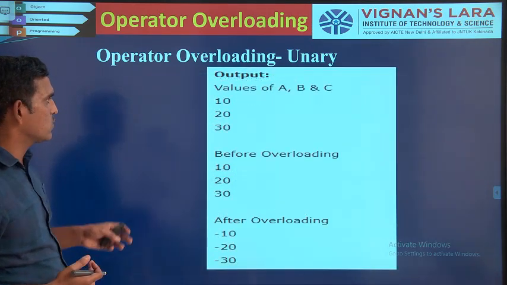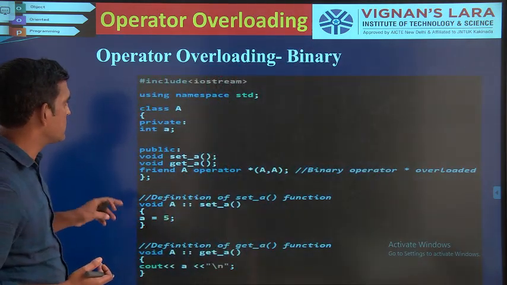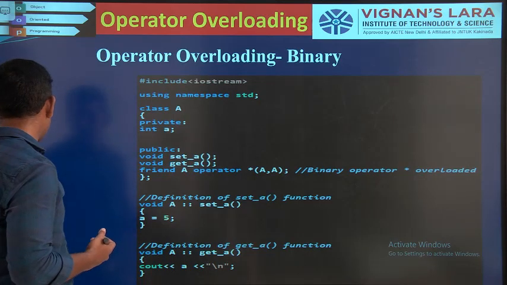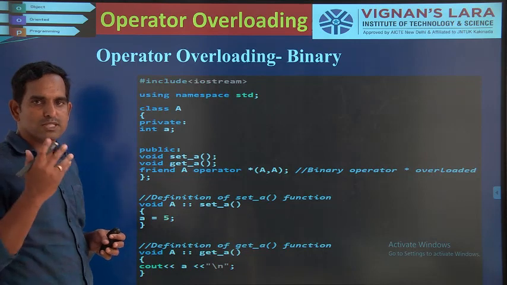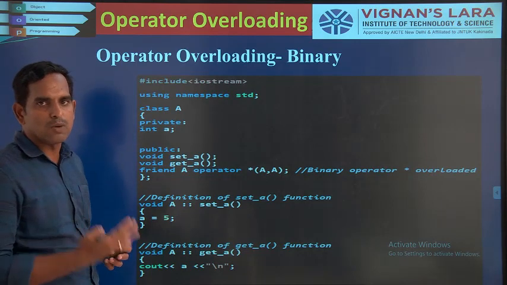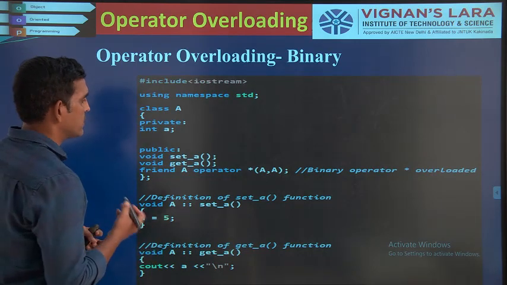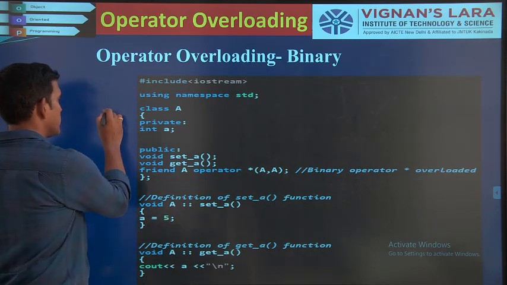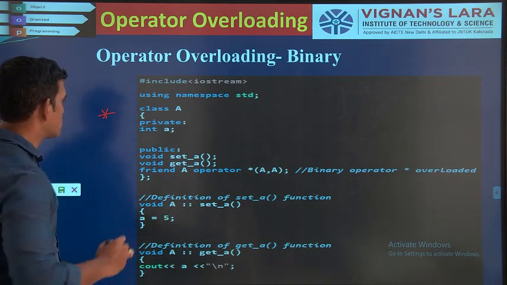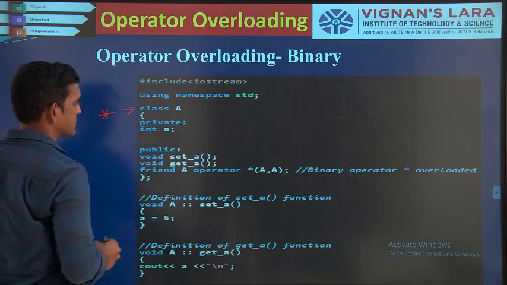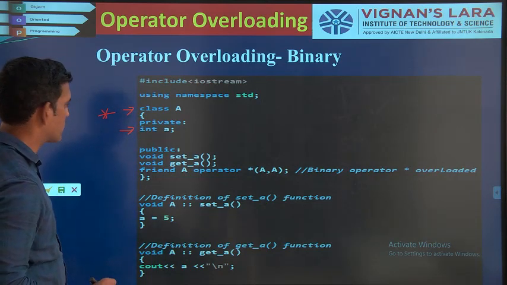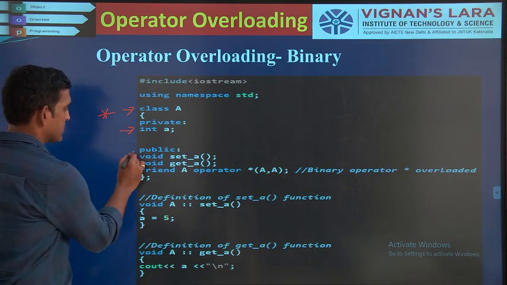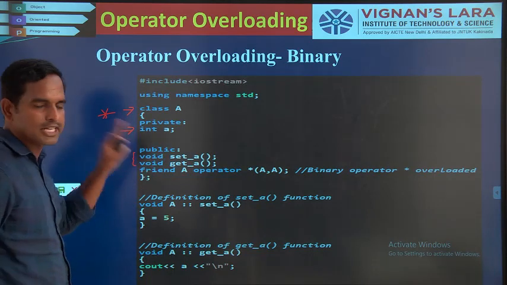In the similar sense, we will try to overload the binary operator. As I told you, while overloading a binary operator, you have to specify two arguments in your operator overloading function. So here we are trying to overload the multiplication operation. I am taking one class A. Inside the class A, I am taking only one variable A, and I am creating two methods: a set method and a get method.